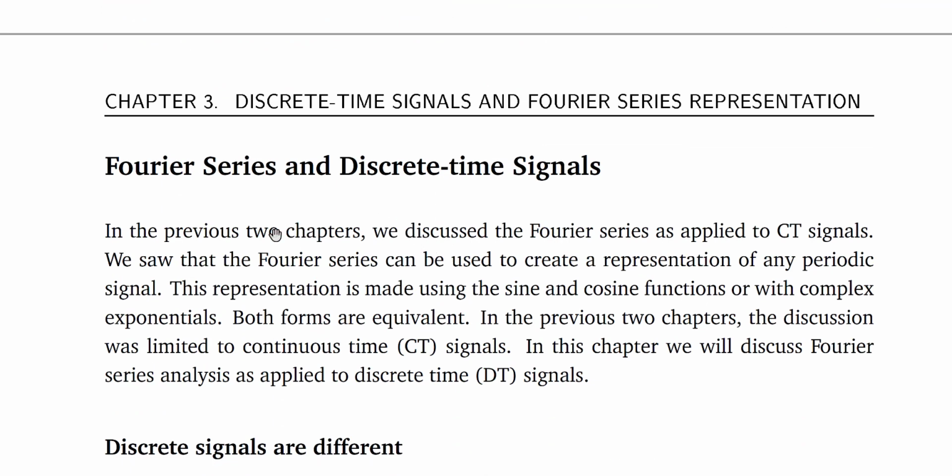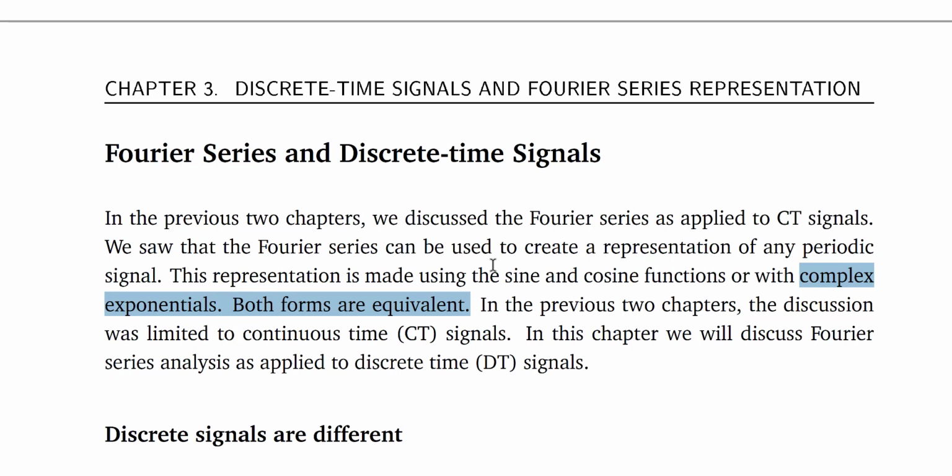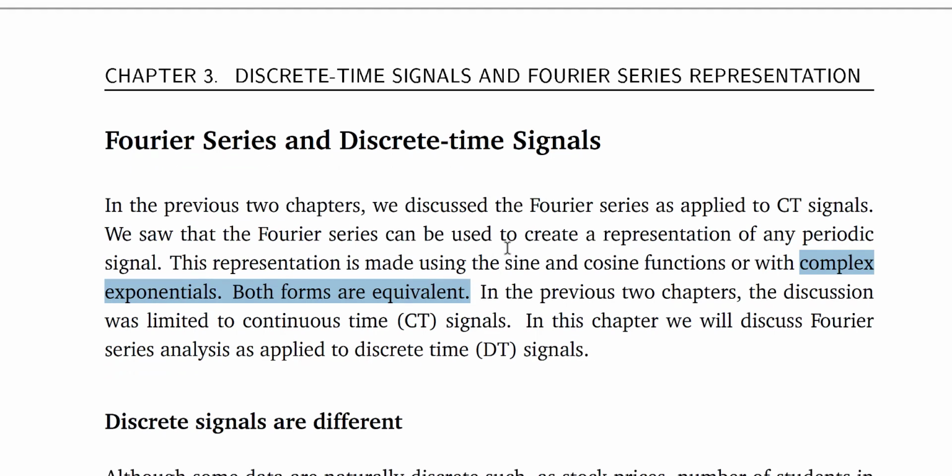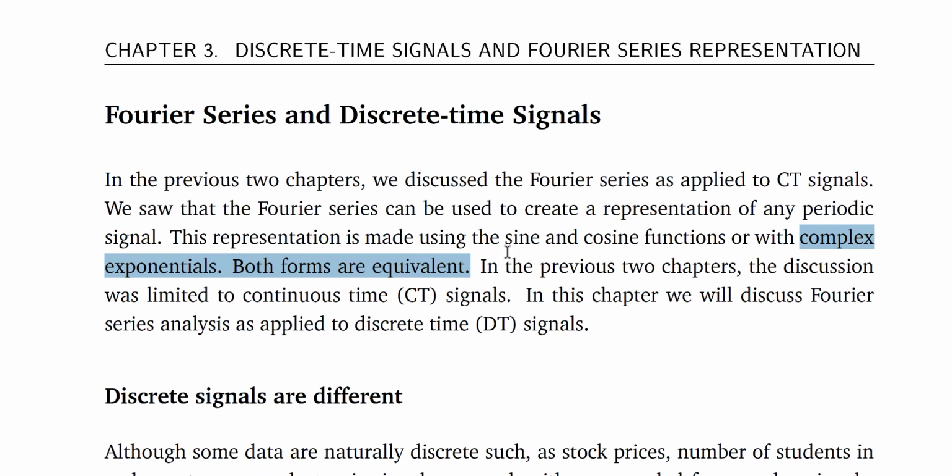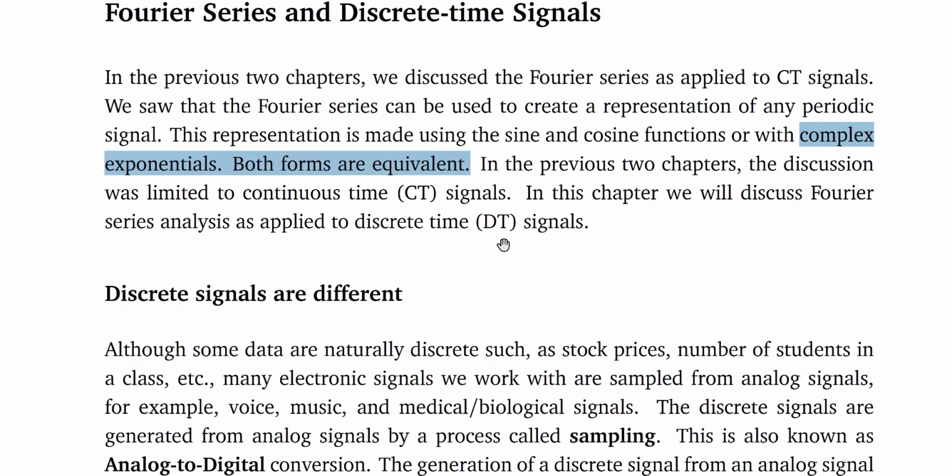All right, so in the previous two chapters, I discussed Fourier series as applied to continuous time signals. And we saw that the Fourier series can be used to create a representation of any periodic signal. And this representation is made in chapter 1 using sine and cosine functions. And then in chapter 2, I showed how we can use the complex exponential to do exactly the same thing. And both forms are indeed equivalent. So in the previous two chapters, the discussion applied only to analog or continuous time signals. In this chapter, we're going to discuss Fourier series as applied to discrete time signals.